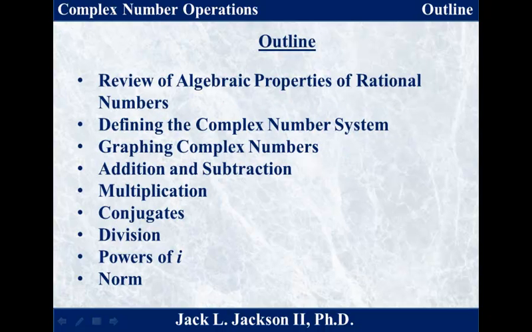So we're going to start with a review of some algebraic properties that we developed for natural numbers and then expanded to rational numbers, and these will ultimately be true for real numbers and complex numbers as well, including some exponent properties. We're going to then define the complex number system and see how we can graph complex numbers. Then we're going to talk about how we can do some operations with complex numbers. We'll start with addition and subtraction. We'll move on to multiplication, conjugates, division, powers of i, and we'll end with talking about the norm, or sometimes called the modulus.